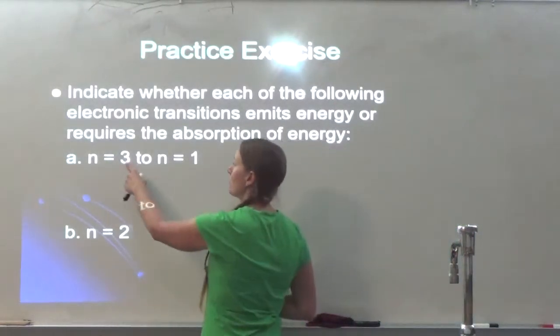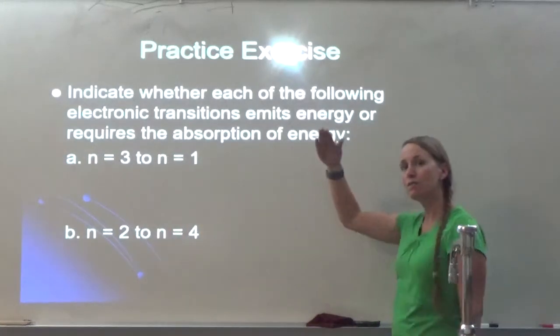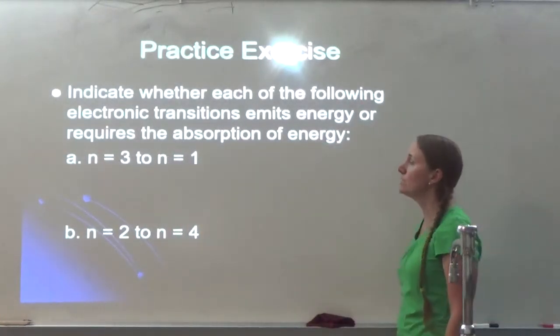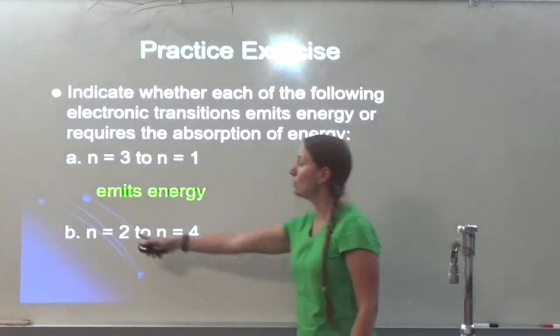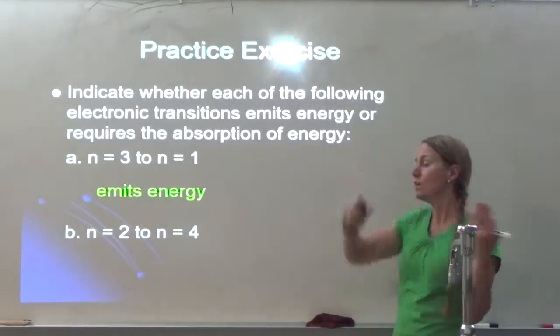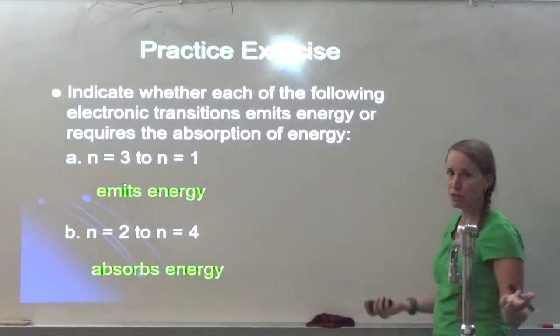So this says from 3 to 1. That's falling towards the nucleus, so it is going to emit energy or release energy. Here we're going from 2 to 4. We're jumping up, so we would need to absorb energy.